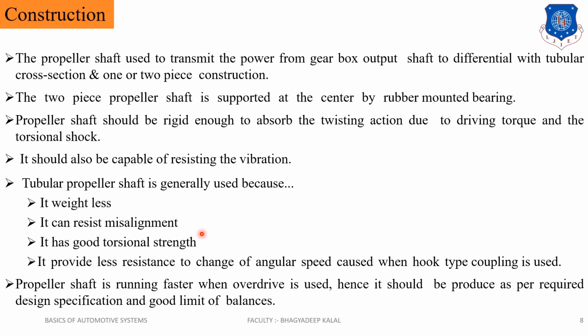Tubular propeller shafts are generally used because they are lightweight. They can resist misalignment, have good torsional strength, and provide less resistance to change in angular speed when a hook type coupling, or hook joint, is used. The propeller shaft runs faster when overdrive is used, so the speed of the shaft is higher in an overdrive system. It should be produced as per the required design specification and within a good limit of balance. That means the propeller shaft can be designed according to speed and according to our drive system.